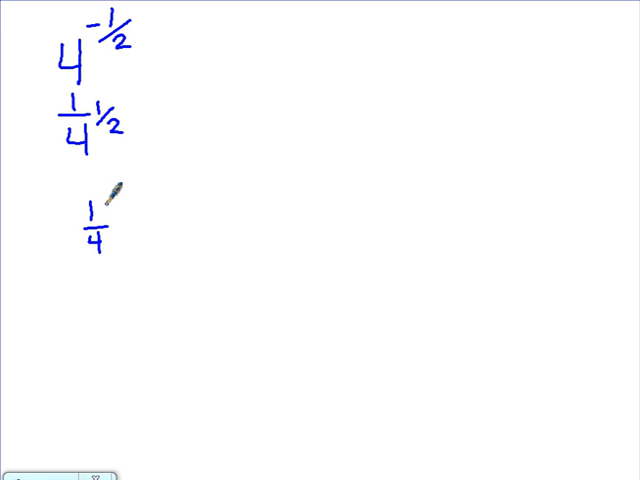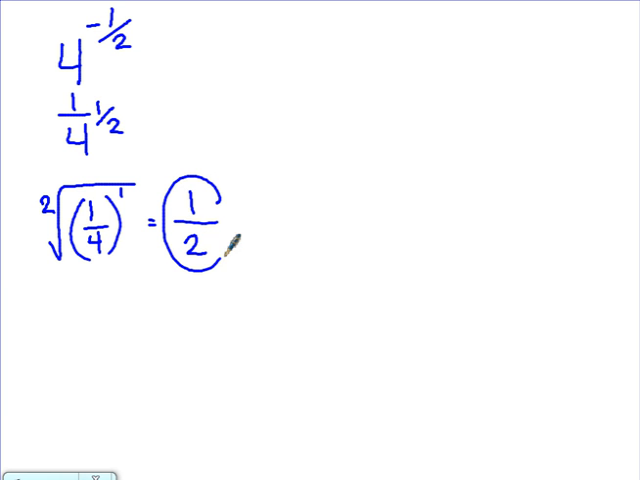Let's try one more. We've got 4 to the negative 1/2. Again, the first thing that we want to do is make it a positive exponent. So this becomes 1 over 4 to the 1/2, we'll put it under 1. Now remember, the numerator becomes the power, the denominator becomes the root. So we're taking 1/4 to the 1st power and square rooting it. 1 to the 1st is 1, and the square root of 1 is 1. 4 to the 1st is 4, and the square root of 4 is 2. So we get 1/2.